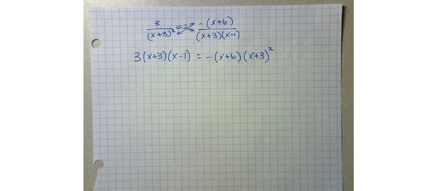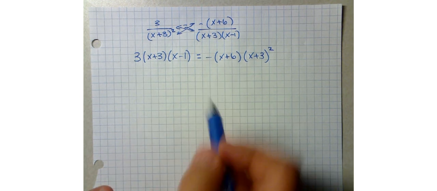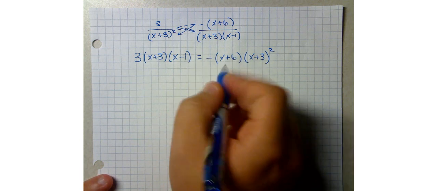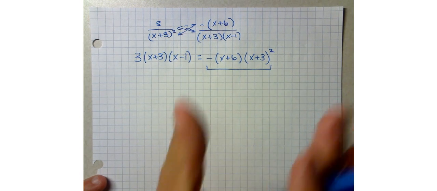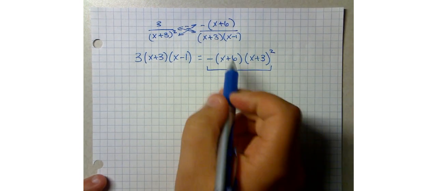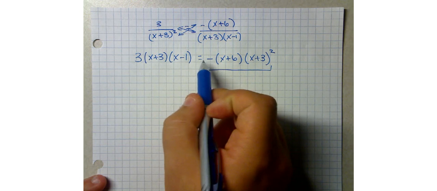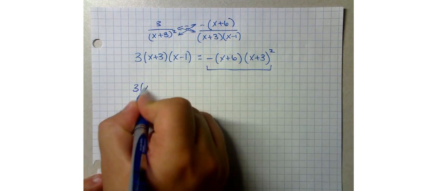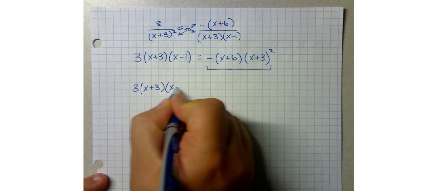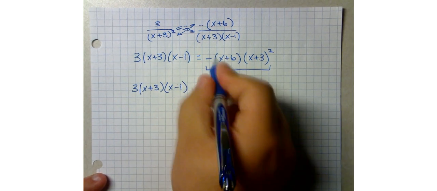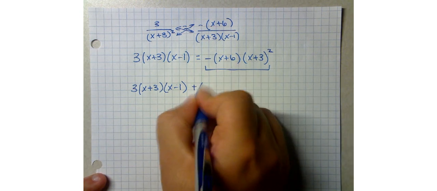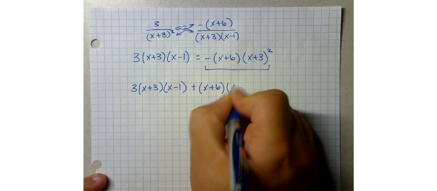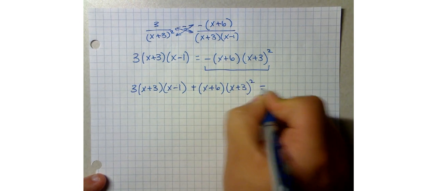How do I solve for x in any equation? I'm going to set it equal to 0. So I'm going to move this term to this side. Now, this is a term that's stuck by multiplication. So I can add the entire term. I can't split it up, but I can add the entire term to the other side. This is a negative. To move it to the other side, it becomes 3 times (x plus 3) times (x minus 1), which stays the same. Now add this. Because it's a negative, it becomes plus. So I'm adding this term, plus (x plus 6)(x plus 3) squared. Now it's equal to 0.